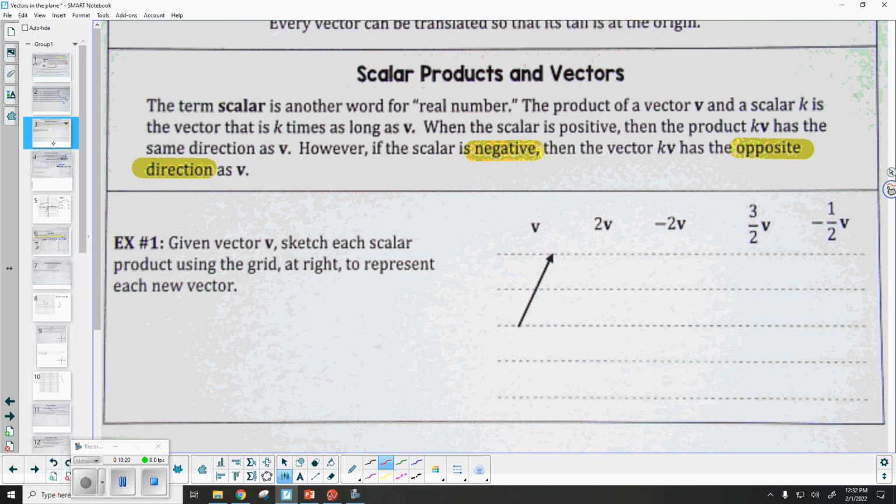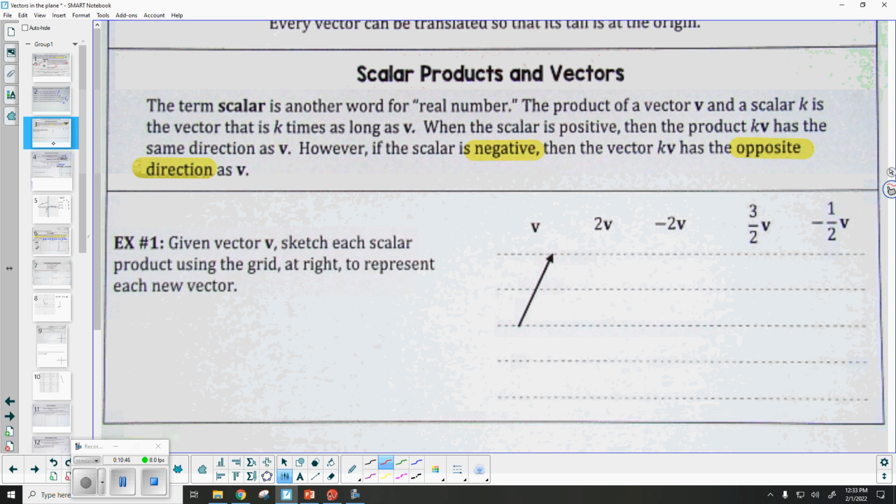Okay, got a little more terminology here. The term scalar is another word for real number. The product of a vector v and a scalar k is the vector that is k times as long as v. When the scalar is positive, then the vector product kv has the same direction as v. However, if the scalar is negative, then the vector kv has the opposite direction of the original vector. Okay, so let's put this into practice.